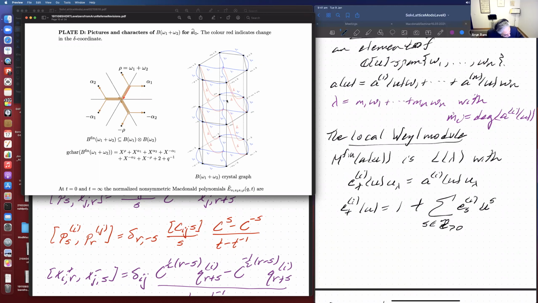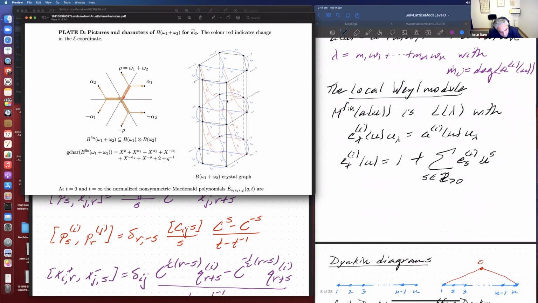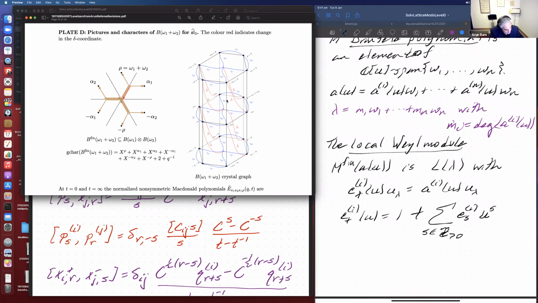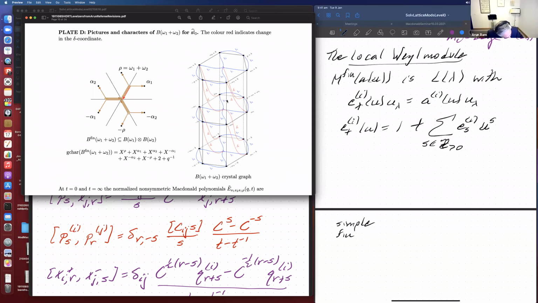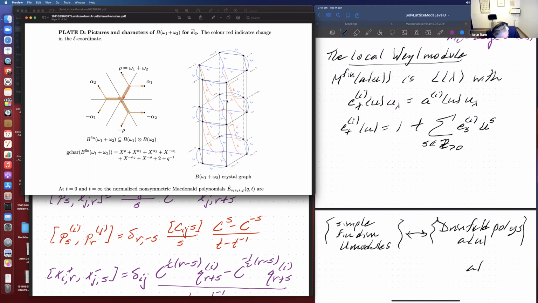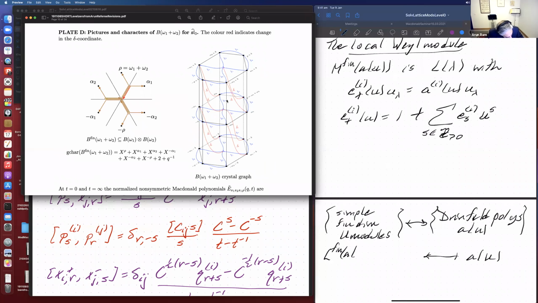Okay, good, so now the theorem is that I have a bijection between simple finite dimensional U modules and Drinfeld polynomials, which we'll call AU. And this bijection just sends AU to what we might call L finite of AU, which is by definition M finite of AU mod a maximal proper submodule.